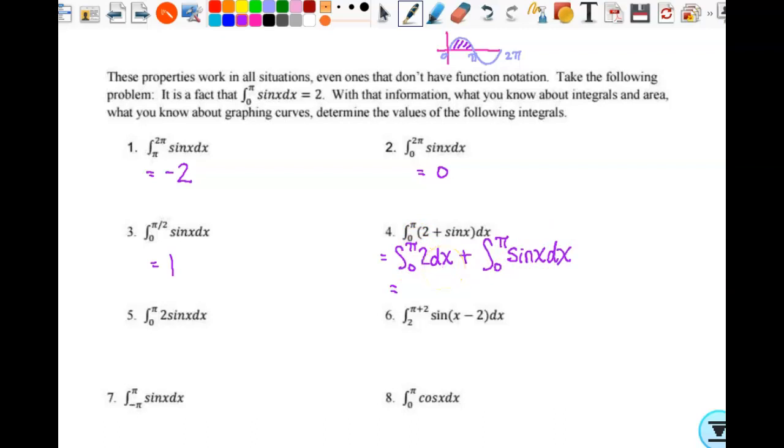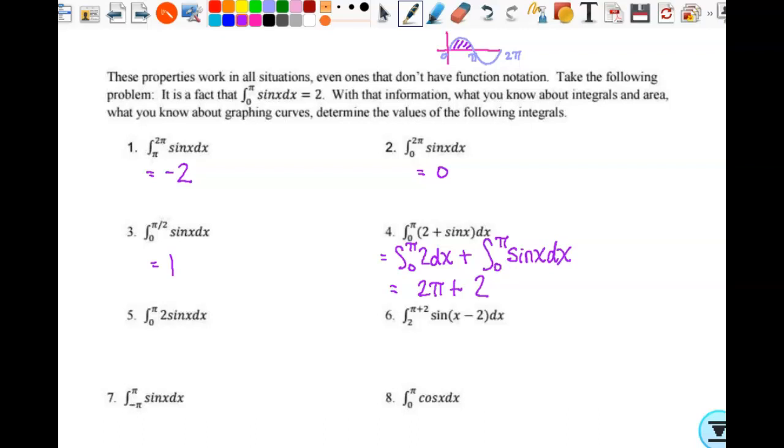What's the base of the rectangle? Pi, because the change in x, we go from 0 to pi, it's pi. So this integral is what? 2 pi. Plus, what is this? 2. Yeah, you can leave it like that. You don't need to factor it out or anything. And it does not become 4 pi.